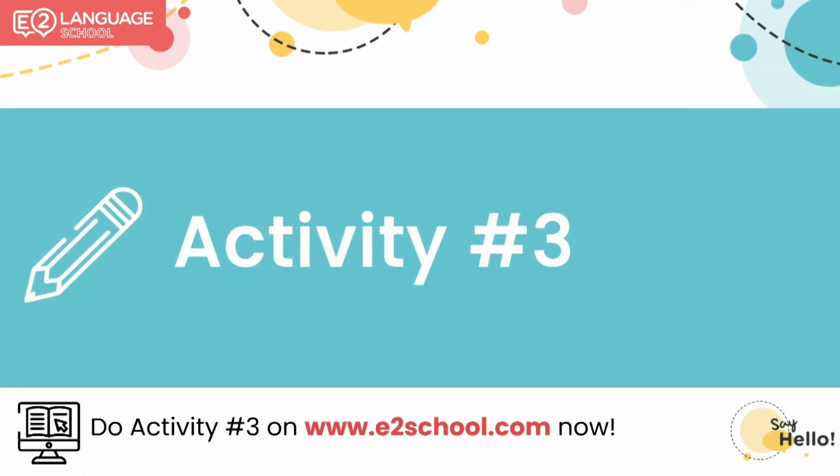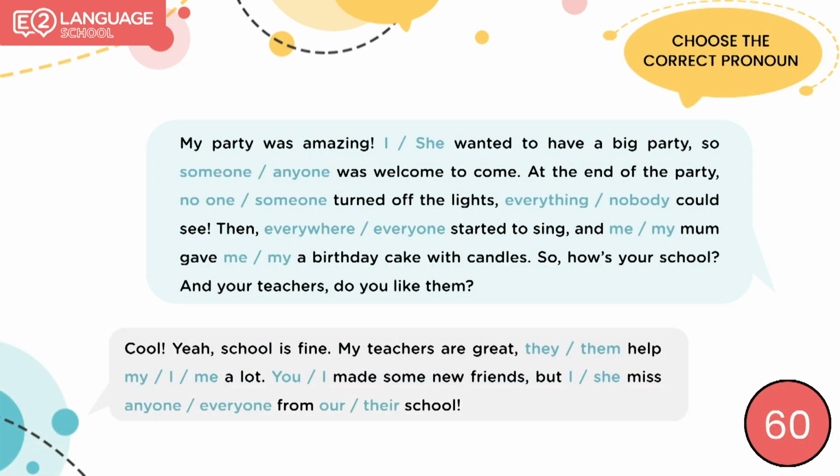Okay, time for our last activity. Now I want you to choose the correct pronoun. So this is the second part of the conversation between Willie and his friend Pete. So you have 60 seconds to choose the pronoun. Let's go.